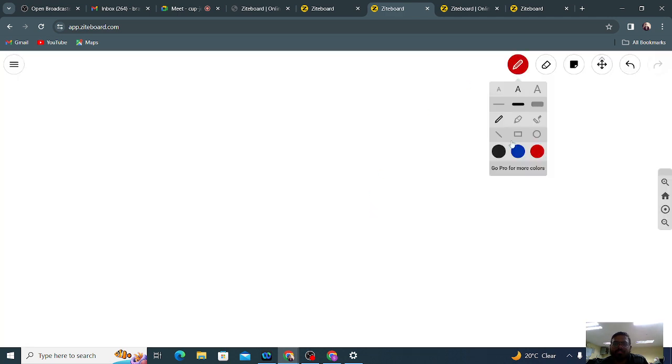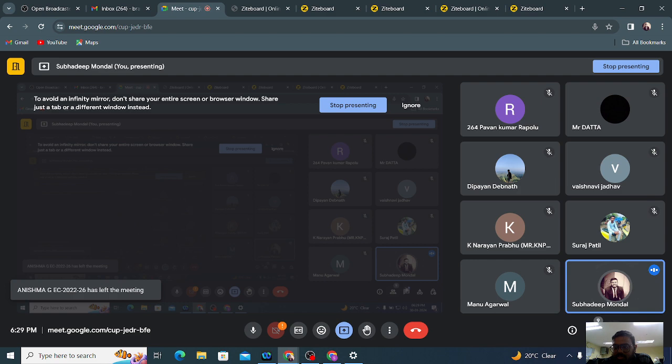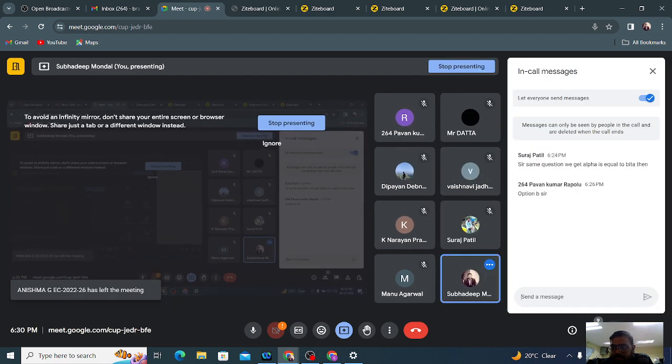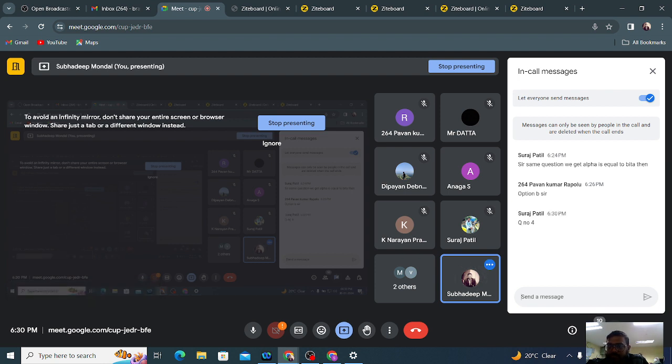Now let us go to the sixth question. Anyway, if anybody has any query about it, you can write in the chat box. Also, Suraj had asked the same question. We get alpha equal to beta, then which one, alpha equal to beta? Can you repeat it once, with the particular question number if you can tell? Question number 4.